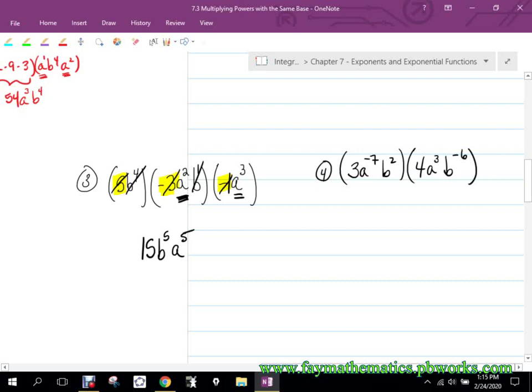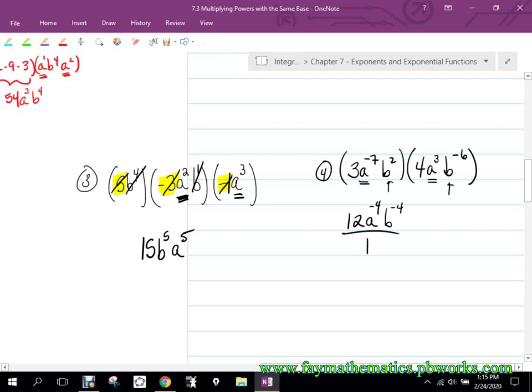Okay. So what coefficients are you going to multiply together? 3 and 4, so it gives you 12, right? Okay, so what's that going to give me? Negative 4. And now I'm going to look at the B squared and the B to the negative 6, right? What's that going to give me? Negative 4.